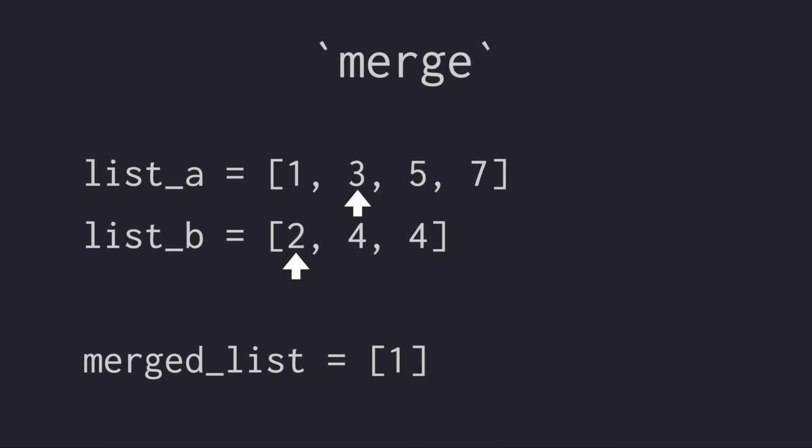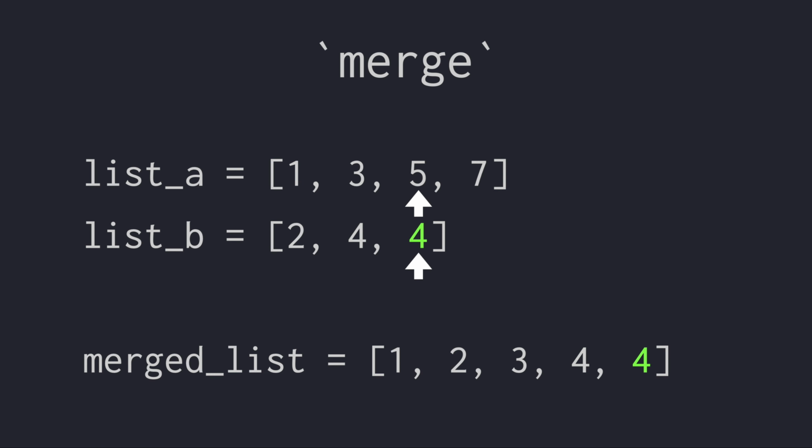And then I ask myself the same question again. Which is smaller between the two numbers that I have my fingers on? Well, in this case, 2 is smaller than 3. So this time I'm going to write 2 as the next element in the merged list and move that finger over to 4. And we repeat this process. So 3 is smaller, so we write down 3. Now 4 is smaller, write down 4.